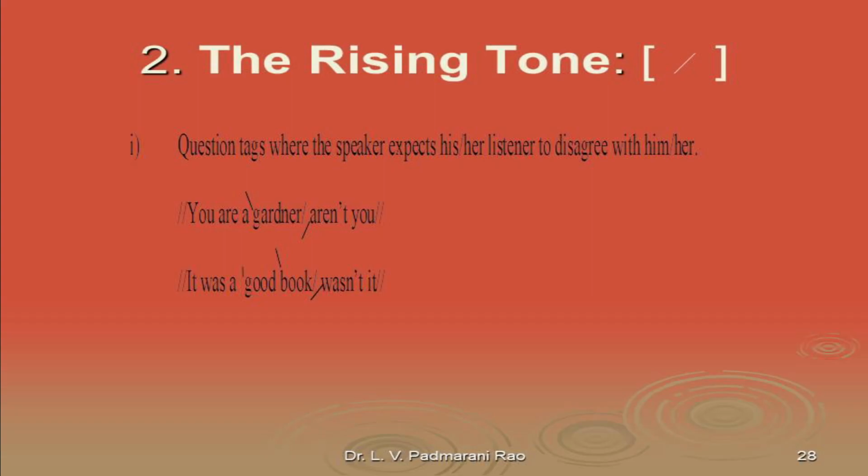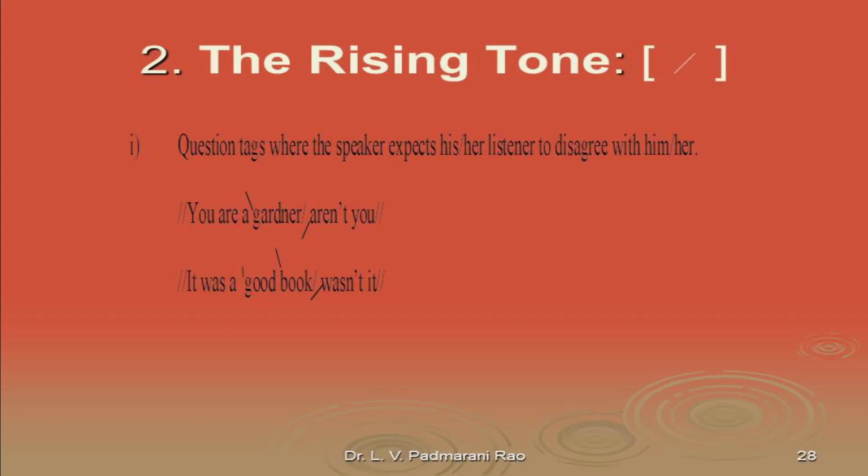Now, there are two types here. You can give a rising tone to "book" and "gardener" also in these examples. Why? Because they belong to the category of incomplete utterances, as it is, the sentence is still followed by the tag. So, you can give a falling tone and give a rising tone only to the tag.